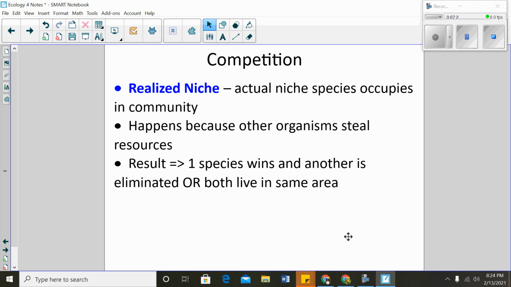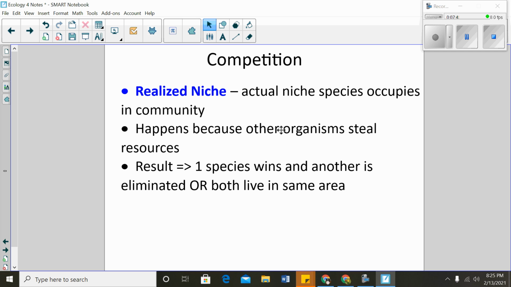Now the realized niche, that's the actual niche the species occupies in the community. And this happens because other organisms steal resources. So the result is one species wins and another is eliminated, or both can live in the same area. It's like, what is she talking about?